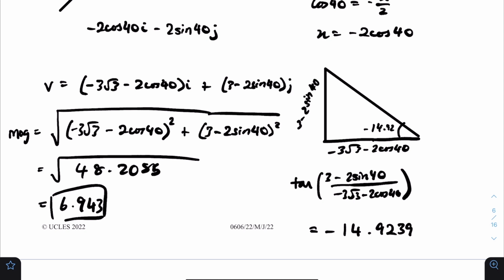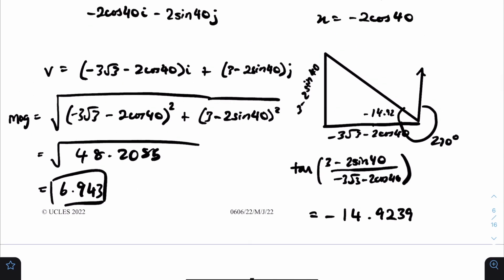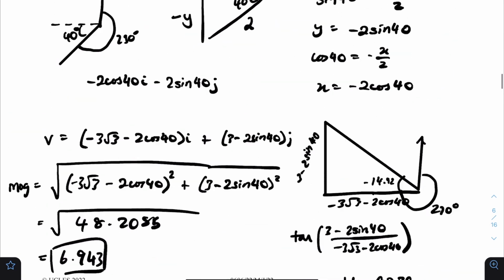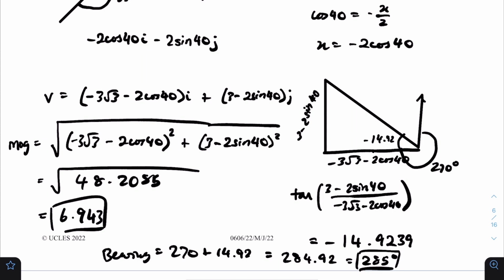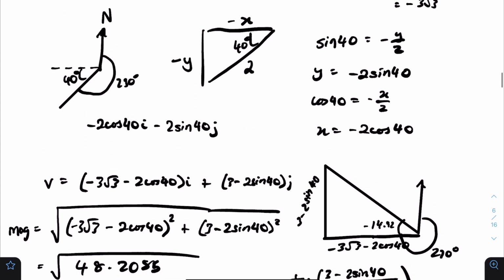So this here, if we convert it to a bearing, is that angle plus this over here. And since this right angle over here is 270 degrees basically. So therefore the magnitude, not the magnitude, what's it asking for? The bearing is equal to 270 plus 14.92, which is equal to 284.92, which is equal to 285. All bearings have to be a whole number, so therefore it's 285. And that's how we calculate the magnitude and the bearing.